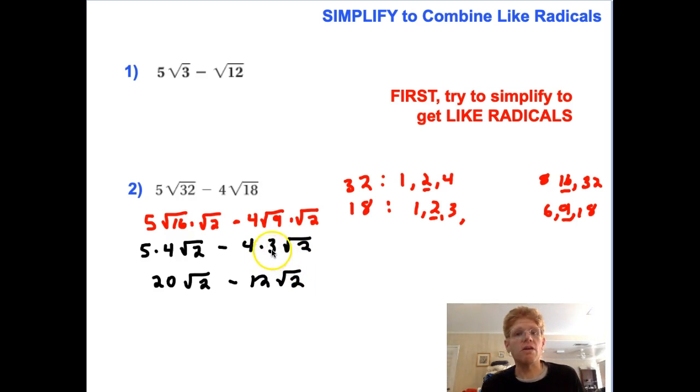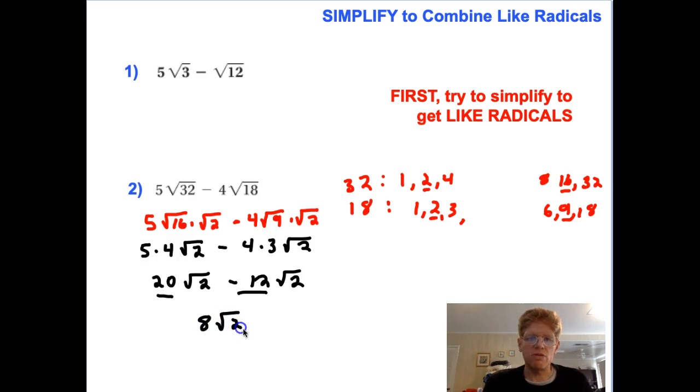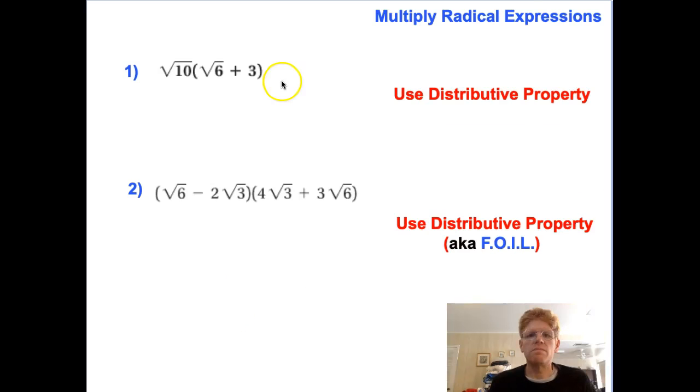And now you can see we can combine. We've got like radicals here, 20 square root 2 minus 12 square root 2. We simply subtract the 20 and the 12, and we get 8 square root 2 as our final answer. You can see there are no more perfect squares of 2, so we're done. Combining like radicals is fairly simple.